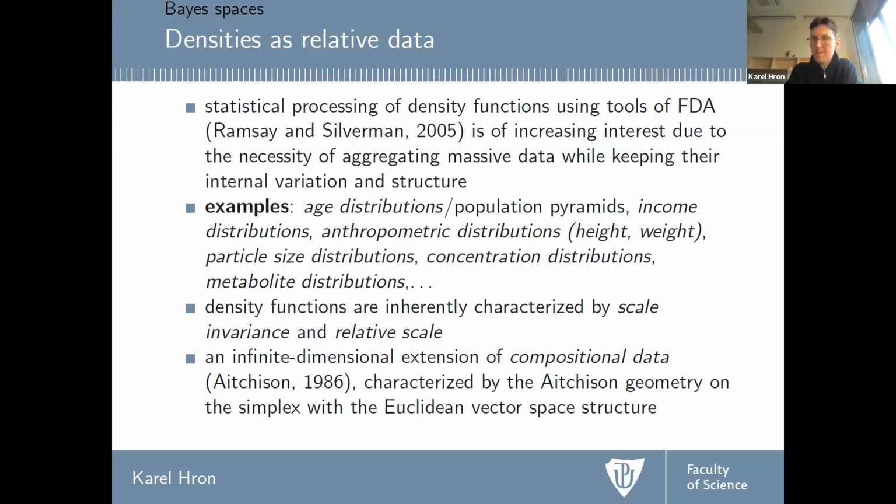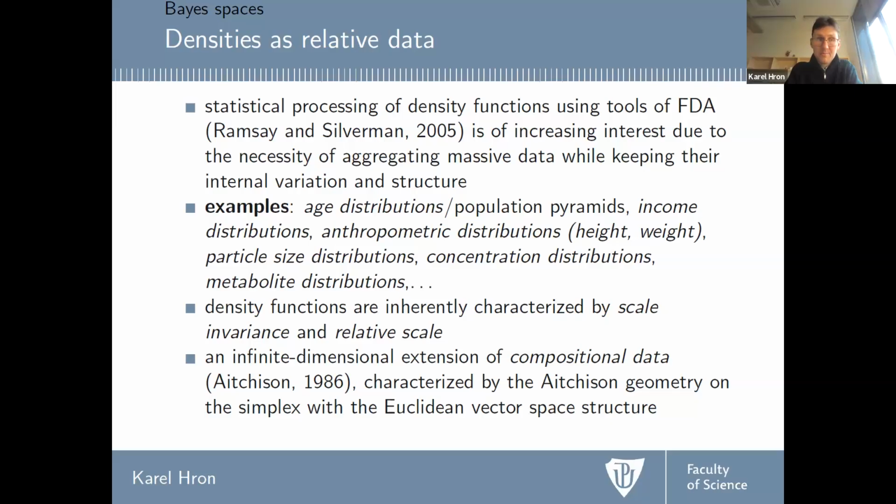Accordingly, densities can be considered as functional data, some specific functional data, which are characterized by two essential properties, called scale invariance and relative scale. I will say more details very soon in the next slide. But in any case, the integral constraint, so we know that the density integrates to 1, somehow mimics the case of compositional data if we consider compositional data as multivariate observations which have the unit sum constraint.